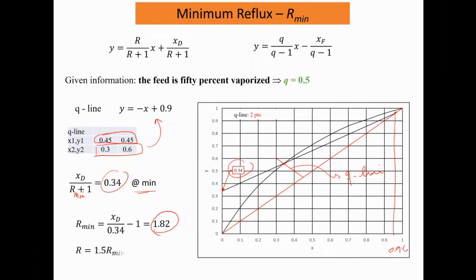This is the first thing. So we determined R minimum, from which we can get R is equal to 1.5 R minimum, and this one is given in the statement of the problem. It says it is 1.5 R minimum, by the way. So now here is the R actual that you're going to use to determine the actual number of stages.